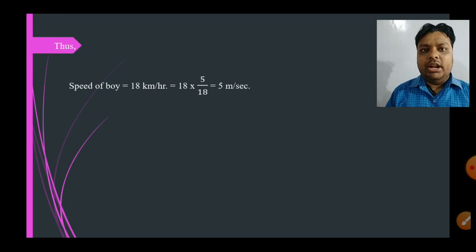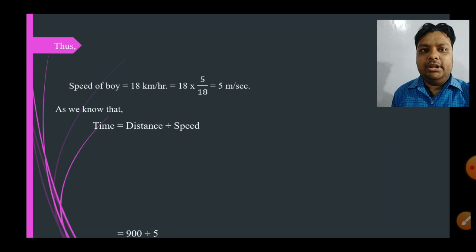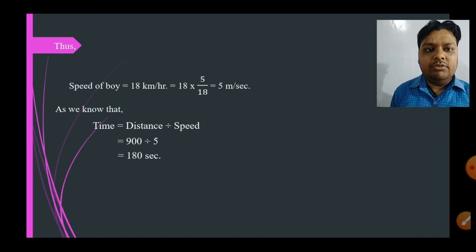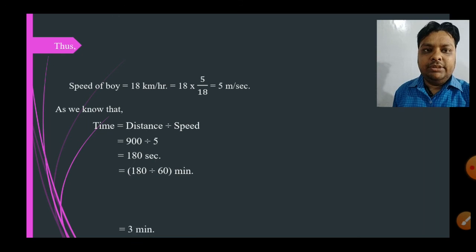Now we will apply the formula of time, which is equal to distance divided by speed. Put the values, then we get 180 seconds. We convert it into minutes by dividing by 60, then we get 3 minutes. It means the boy will return to the starting point in 3 minutes.